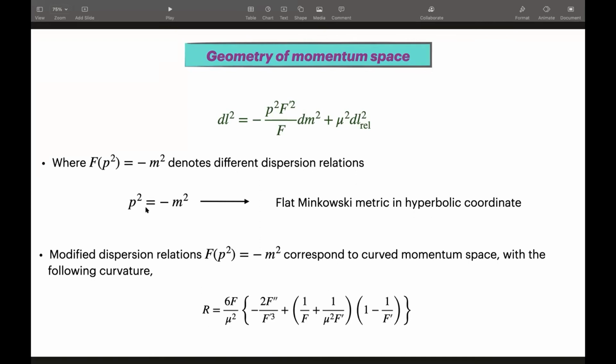We can see that this line element is going to give you the flat Minkowski metric in hyperbolic coordinates if p square is equal to minus m square. But if we put in a general dispersion relation, f of some arbitrary function of p square, that is going to give you a curved momentum space with the following curvature. This shows that it is not flat anymore.